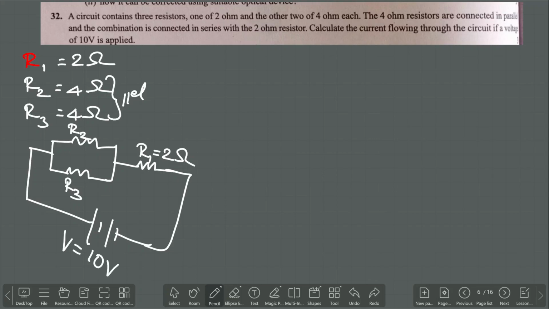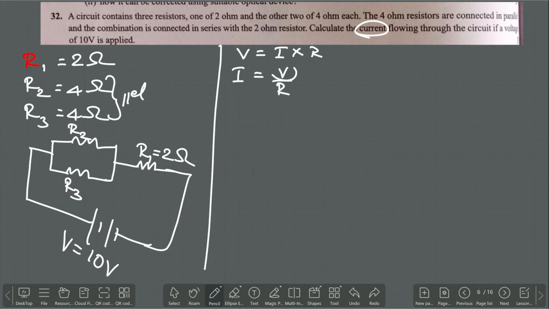So the 2 resistors are connected in parallel. That means the two 4 ohm resistors are in parallel. Along with that combination, R1 is in series. Now what do we need to calculate here? We need to find the current. So what is the Ohm's law formula? V is equal to I into R. So I is equal to V by R. The V value is directly given as 10 volt, but R is in a fragmented form like this. So we need to find the net resistance.